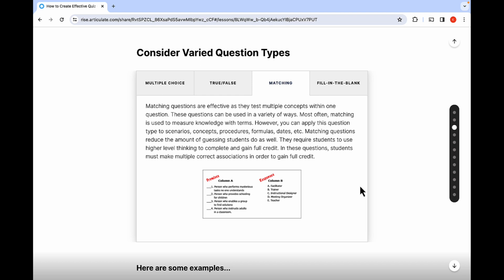Matching questions reduce the amount of guessing students do as well. They require students to use higher-level thinking to complete and gain full credit. In these questions, students must make multiple correct associations in order to gain full credit.